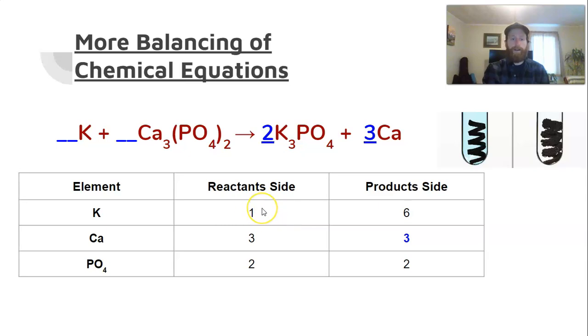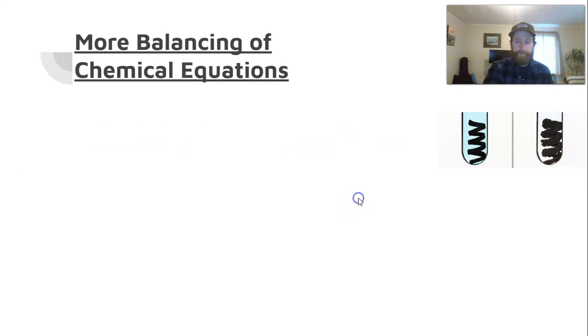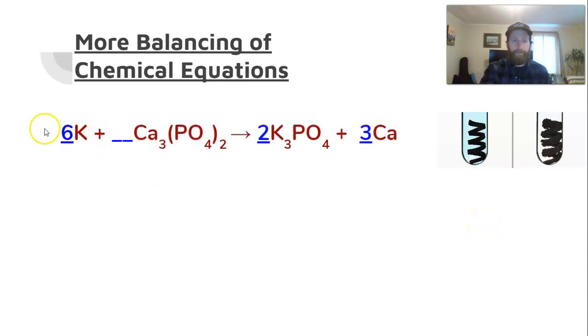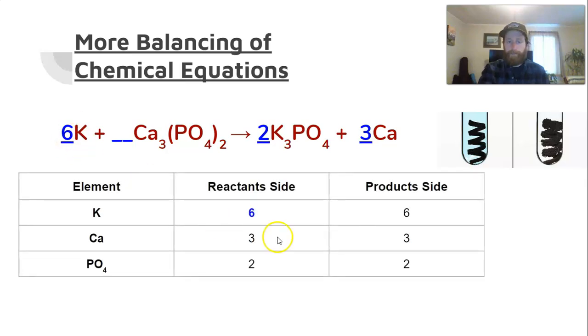I have 1 potassium on the reactants, but 6 on the products. So what number do I need to put in where to balance the potassium? Hopefully you said put a 6 in front of the potassium. And that 6 times 1 would give me 6 K on the left to equal the 6 K on the right. And this problem is also complete.